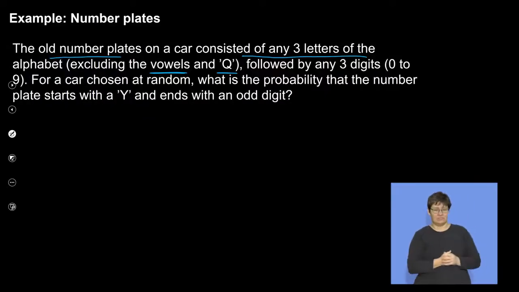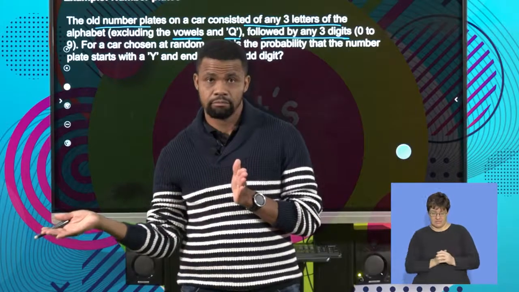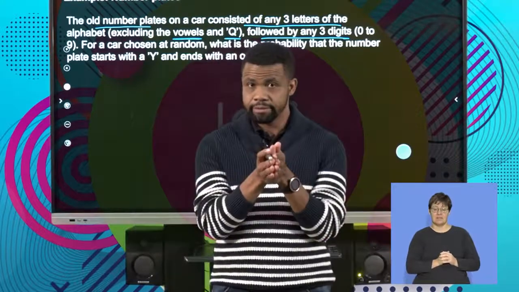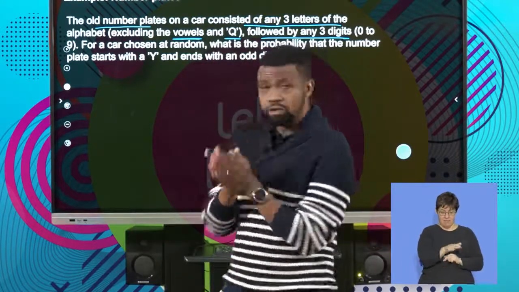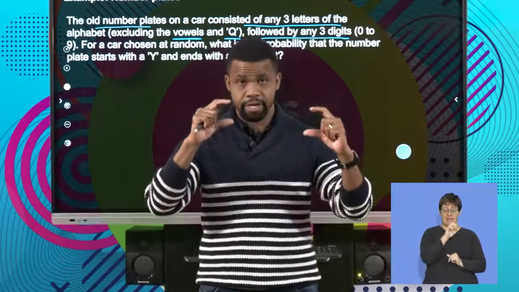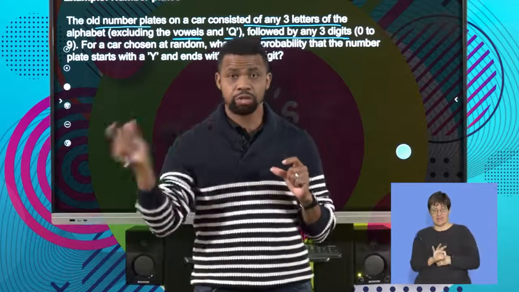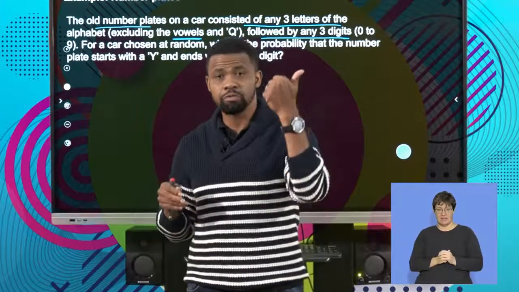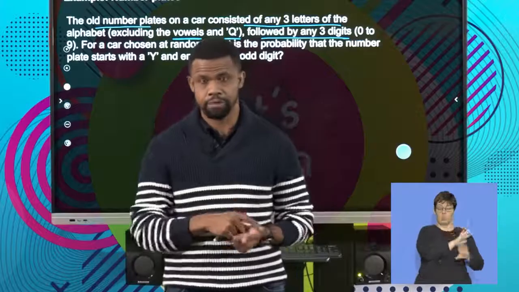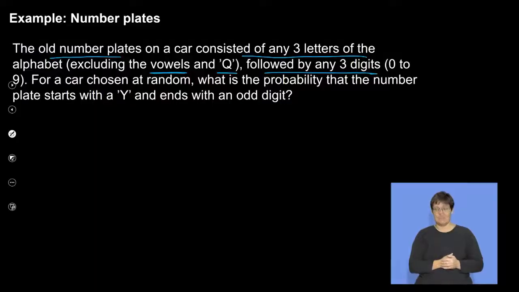Then the number plate will be followed by 3 digits. What are those 3 digits? Which is 0 to 9. So remember, a number plate consists of 3 letters, then after that we have 3 digits, 0 to 9. For letters, we cannot use vowels and the Q. Make sure you understand the question. That's very important, by reading it.